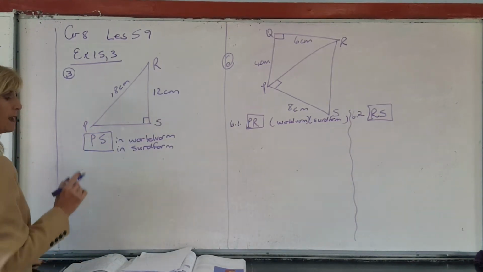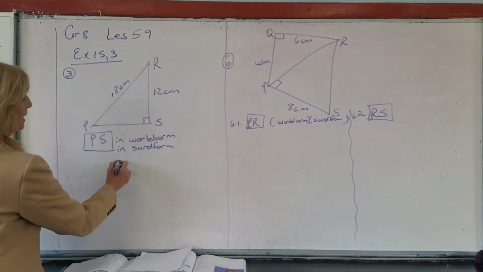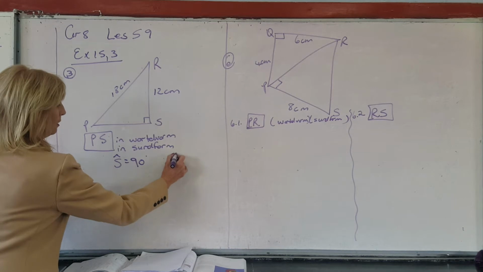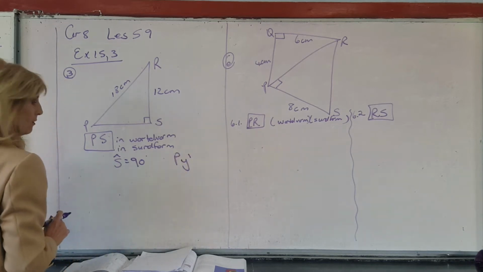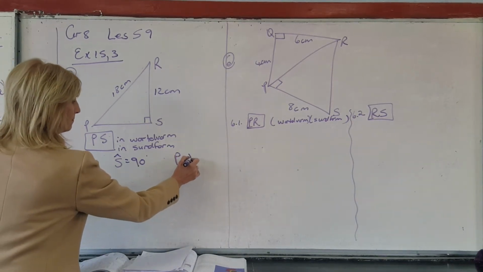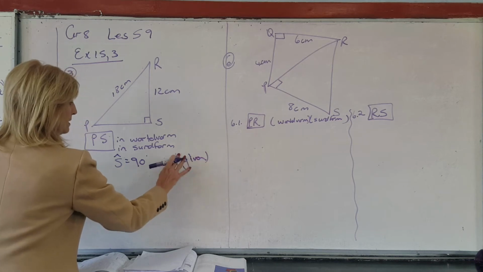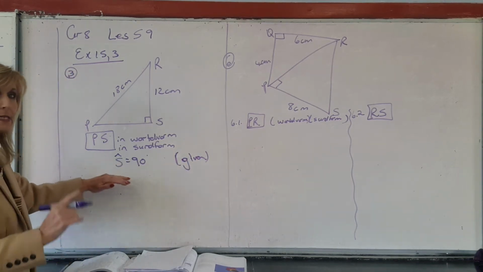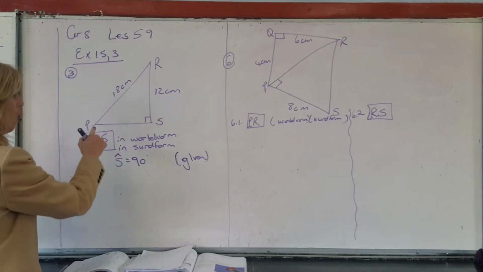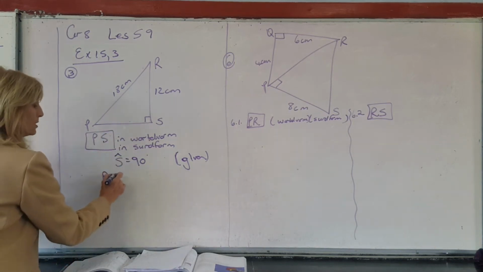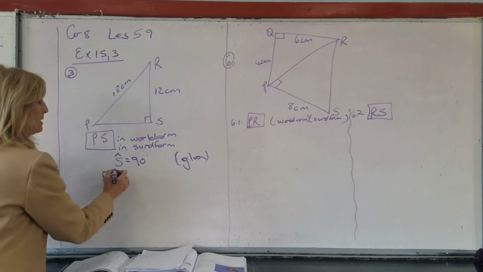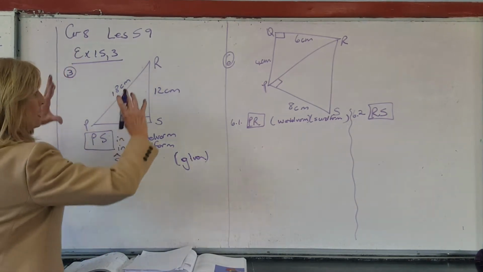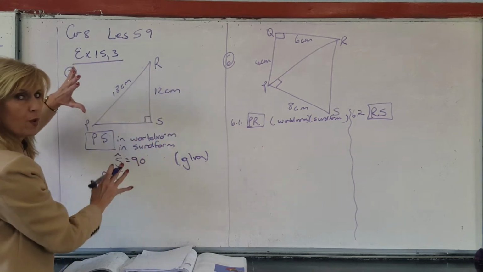First things first, jy moet eers altyd sê, S is 90 grade. That's your ticket to get into Pythagoras. Not Pythagoras, this is given. Reason? Given. Die rede, dis gegee dat dit 90 is. Nou mag jy Pythagoras gebruik om vir PS te kry, but it's not PS, it's PS square. Remember, Pythagoras is all about the squares on the sides.